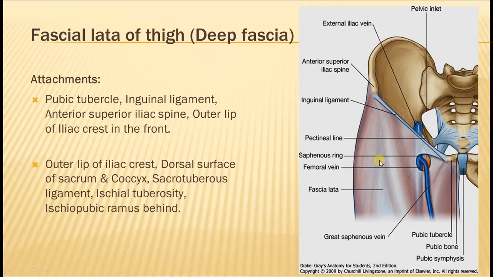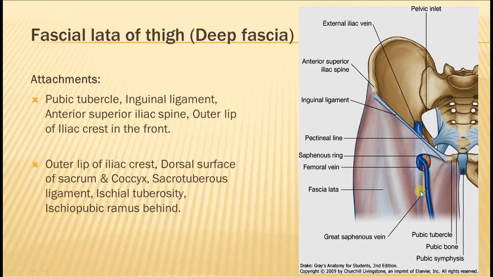The second reason is that because of this tight investment, it aids in the venous return. Because all the veins are running upwards against gravity, naturally they need a lot of effort and pressure to pump the blood against gravity and push upwards. So due to these two reasons, the fascia lata of the thigh tightly invests the thigh.